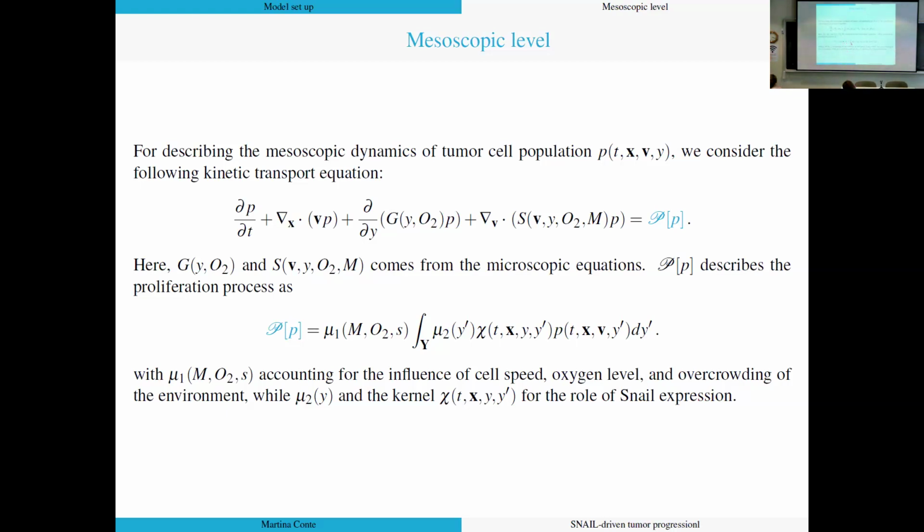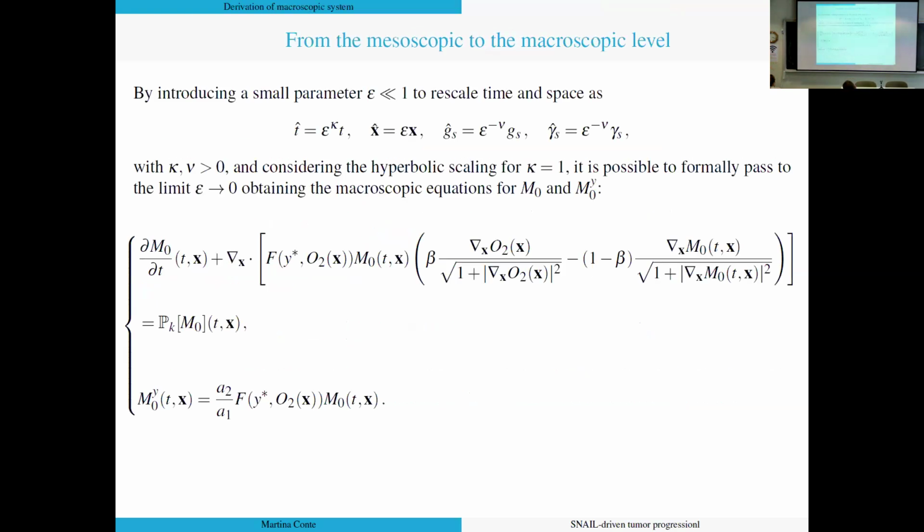Instead, we consider an integral term to describe the influence of snail on proliferation. So mu2 of y would represent our function that takes into account the fact that the higher the snail expression, the lower the proliferative capability of the cells is. And this is a way to basically describe how the level of the daughter cell will be related to the level of the mother cells, depending on the assumption that one can make on the kernel k. Okay, so that's the mesoscopic level.